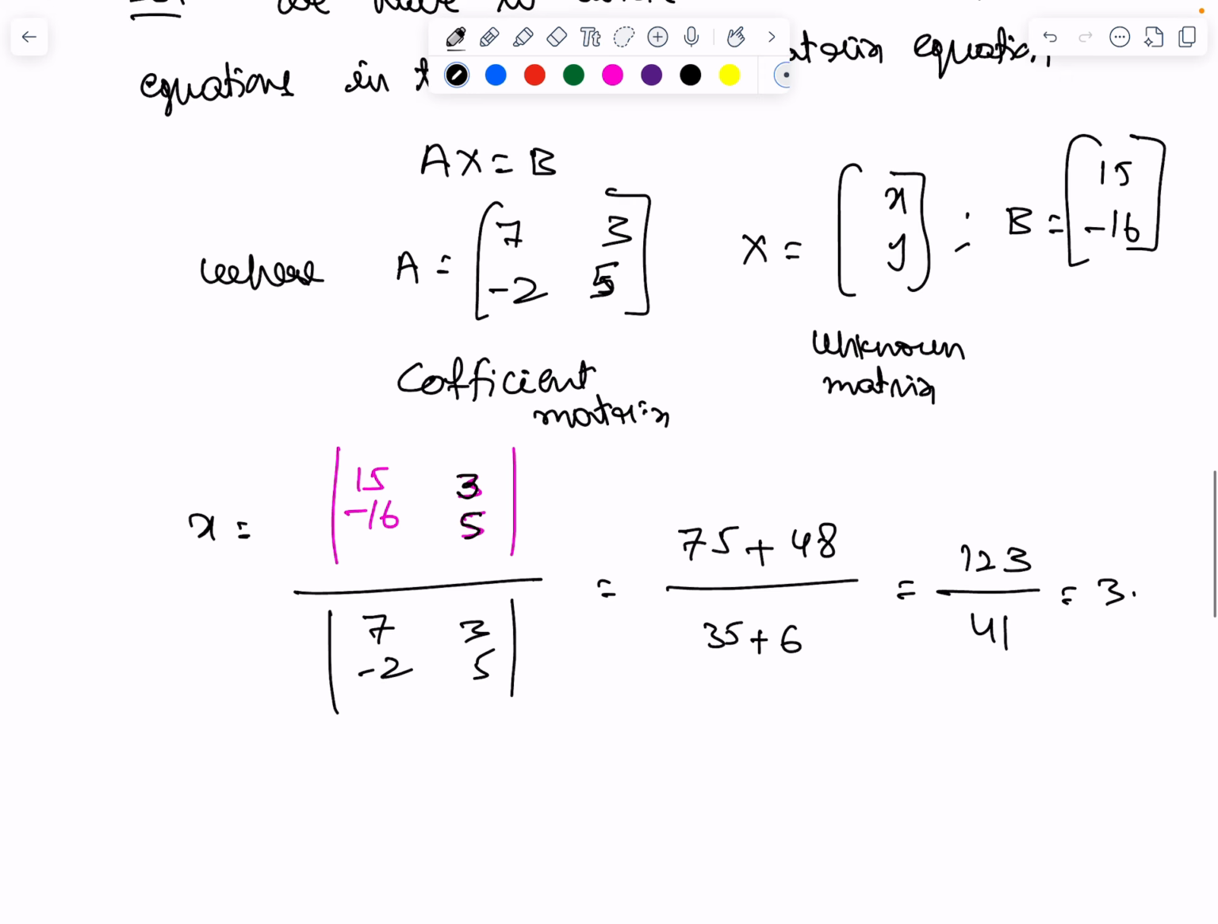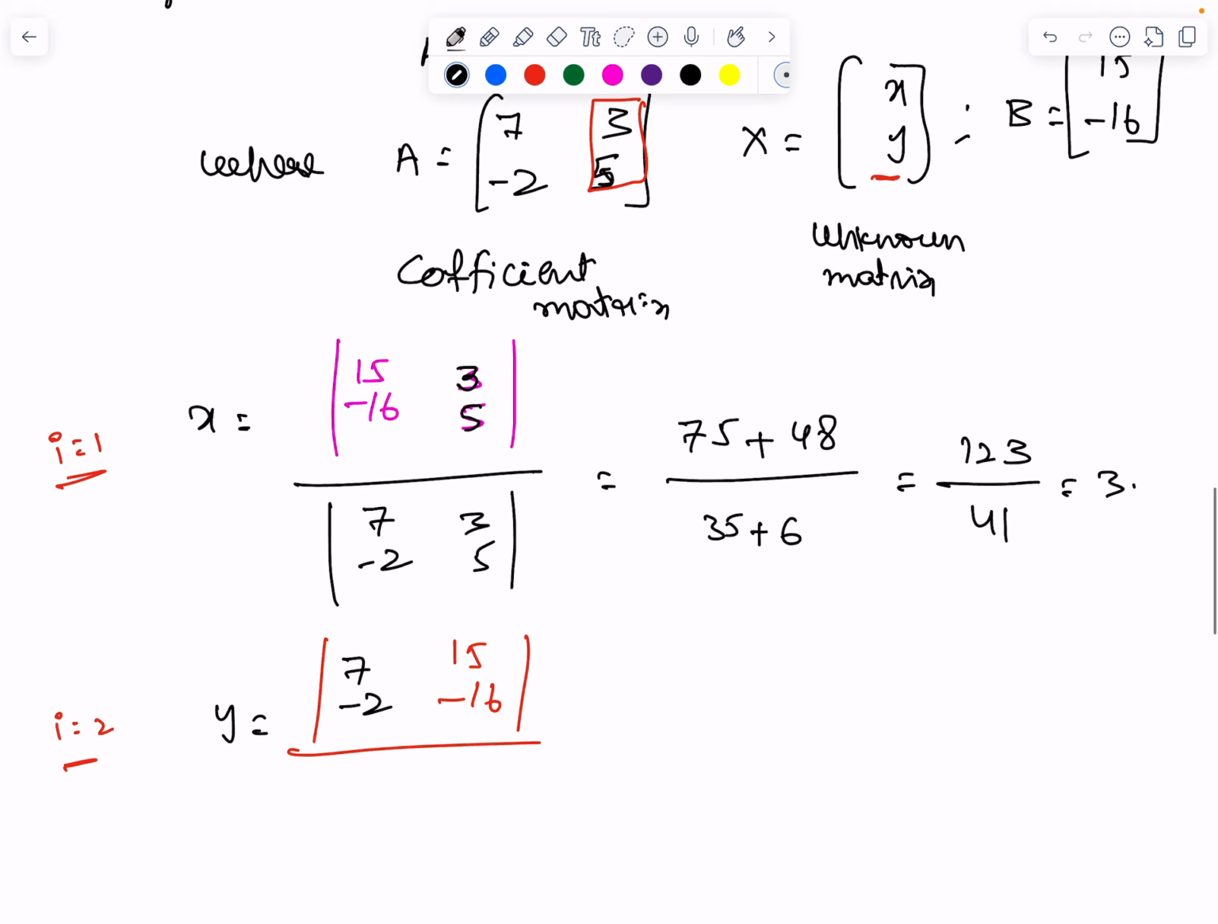Similarly, to find the y value, I am retaining the first column of A, because I have already replaced the first column of A by matrix B to find x. Since y is in the second position, now I have to find y. Therefore, I am replacing the second column of A, that is i equal to 2 (you can imagine i equal to 1 before), with the entries of B, that is 15 and minus 16, divided by the determinant of A.